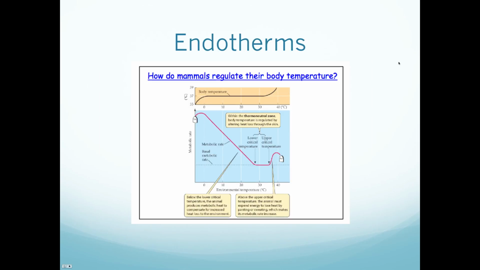An endotherm, in contrast, is going to have its metabolic rate with an upper and lower limit, and where the line is level on the dotted line, that's our body temperature, like for us, that we would be able to maintain. But anything above that or anything below that, we're going to have to change things in our body to compensate.